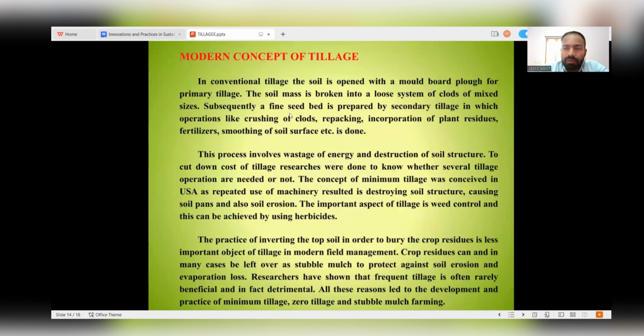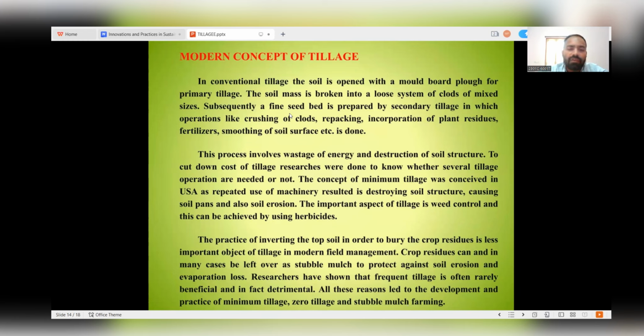Then we will discuss the modern concept of tillage. What is the modern concept? In conventional tillage, the soil is opened with a moldboard plow for primary tillage. This soil mass is broken into a loose system of clods of mixed sizes. Subsequently, a fine seedbed is prepared by secondary tillage, in which operations like crushing, breaking clods, repacking, incorporation of plant residue and fertilizers, and smoothing of the soil surface are done. This is our conventional tillage.